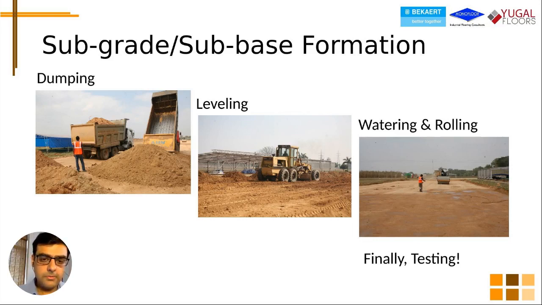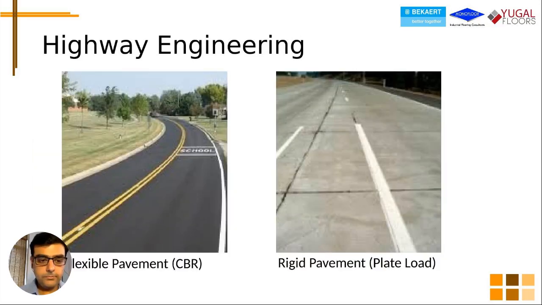And next slide talks about some very basic steps. So we dump the material, we level it using a motor grader or a blade mounted on a tractor, and finally we water it and roll it. And after all this, we test it. Now this might look very simple, but each of these processes has a certain way of doing it. For example, if you don't dump your material right, you end up shifting a lot of material from one end of the site to the other, which is very expensive in terms of cost and time.